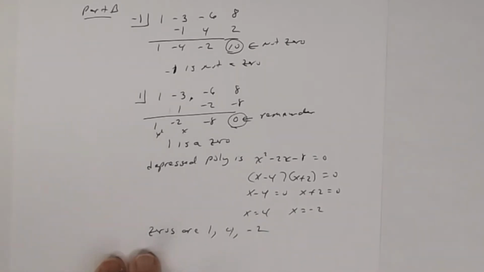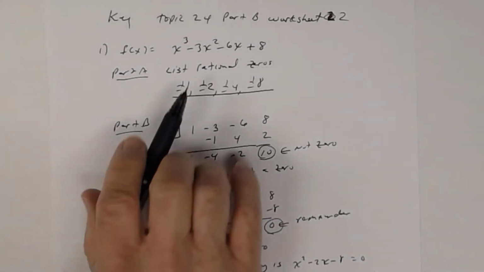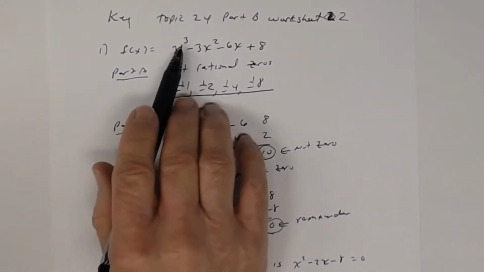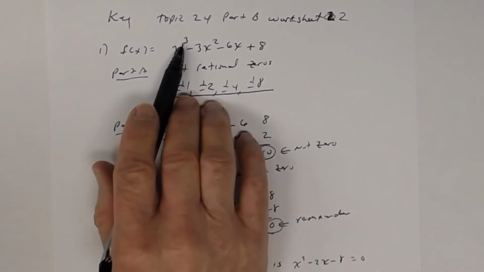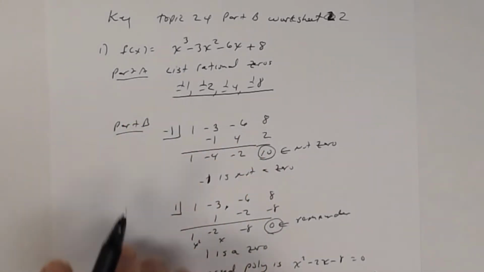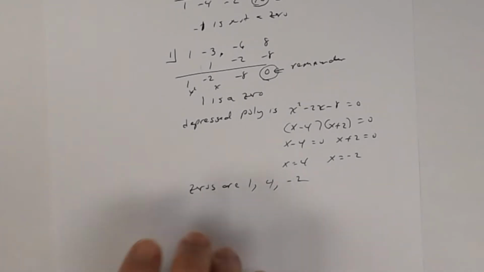So this polynomial, remember, one of the things you learned was that the degree is 3, so I'm going to have at most 3 real zeros. And so the 3 happen to be rational. So I have 3 rational zeros.